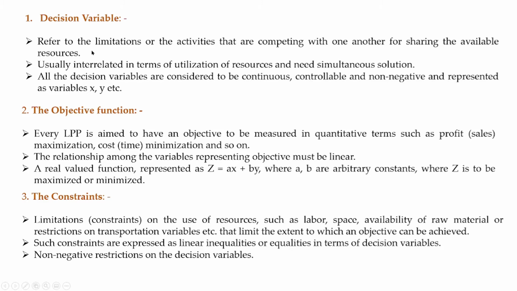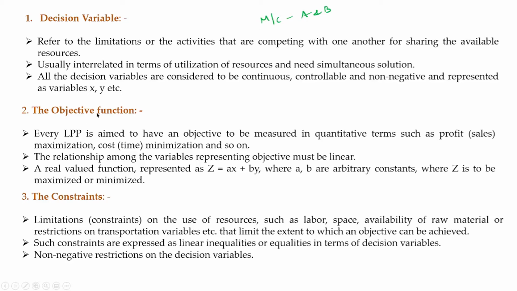Decision variable refers to the activities that are competing with one another for sharing the available resources. So, in the example which we just now saw, we have chairs and tables which are competing for machines A and B. Now, we cannot say let the chairs be produced first and then let us produce tables, or let the tables be produced first and then the chairs. Here, we need to have a simultaneous solution because the utilization of resources is interrelated. So, this is with respect to decision variables. All the decision variables are considered to be continuous, controllable and non-negative and represented as variables x, y, etc. So, we usually deal with linear programming problems in two decision variables x and y.